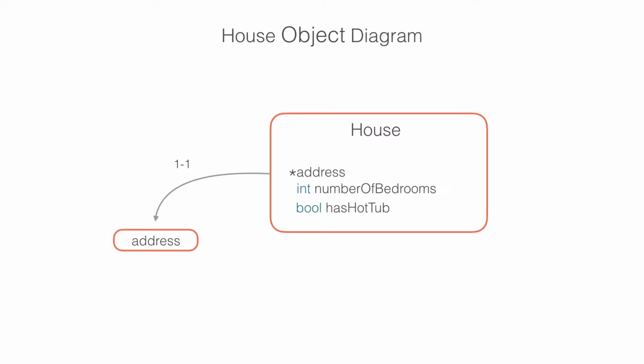We'll start with the House class. To begin with, the House class will have three properties: an address, represented as an NSString, a BOOL indicating whether the house has a hot tub or not, and an int representing the number of bedrooms. In the diagram here, I've depicted objects outlined in orange.